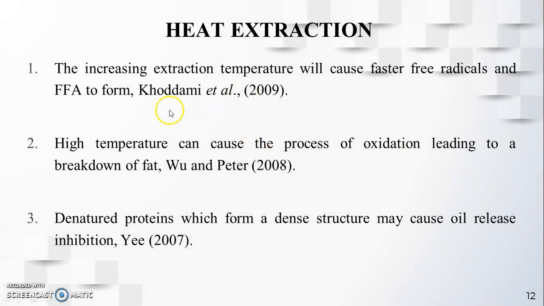Heat extraction. The method used in this study to extract the oil is heat extraction method. So, increasing extraction temperature will cause faster formation of free radicals and free fatty acids. Higher temperature can cause the process of oxidation, leading to a breakdown of fat. However, too high a temperature will cause denaturation of protein, which forms a dense structure and may inhibit oil release.